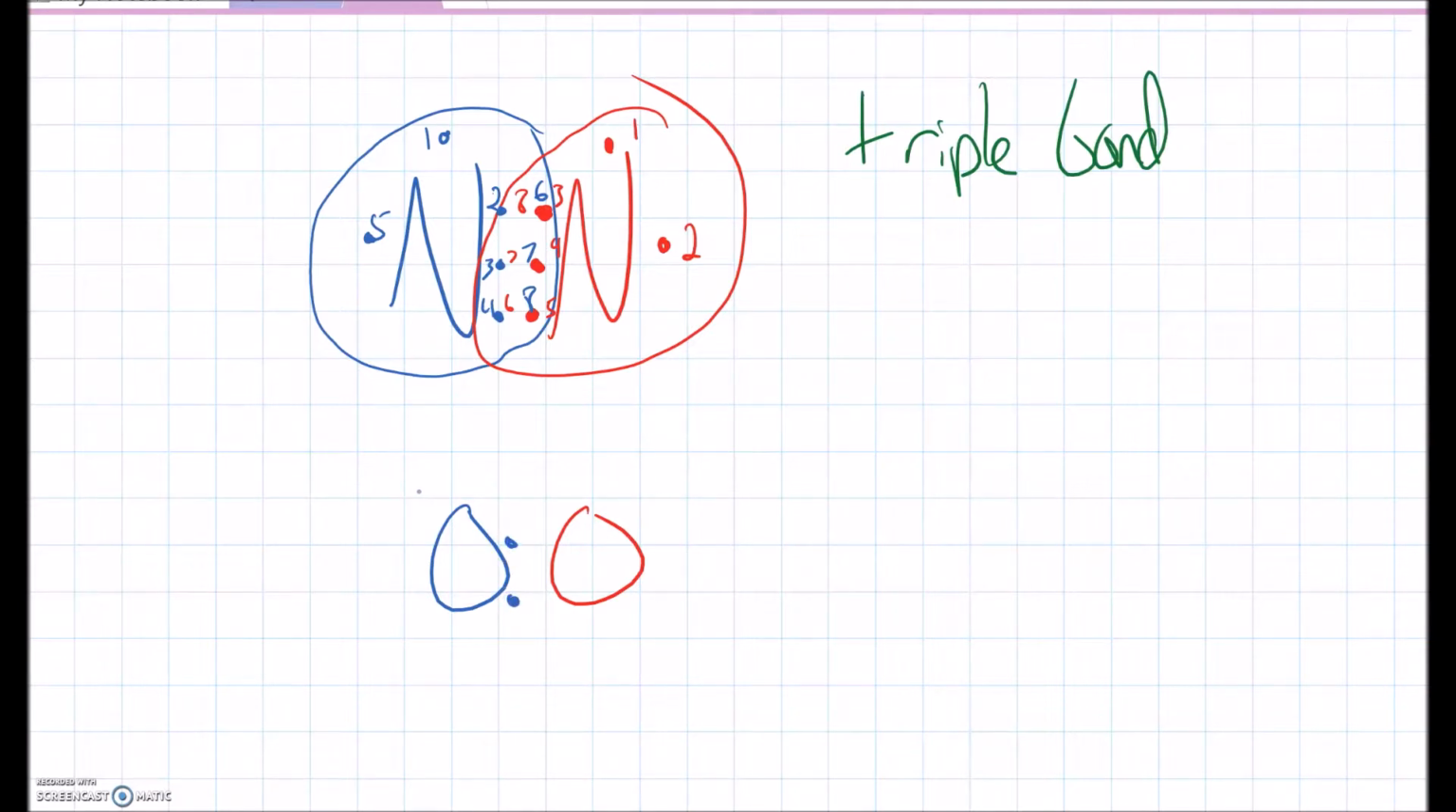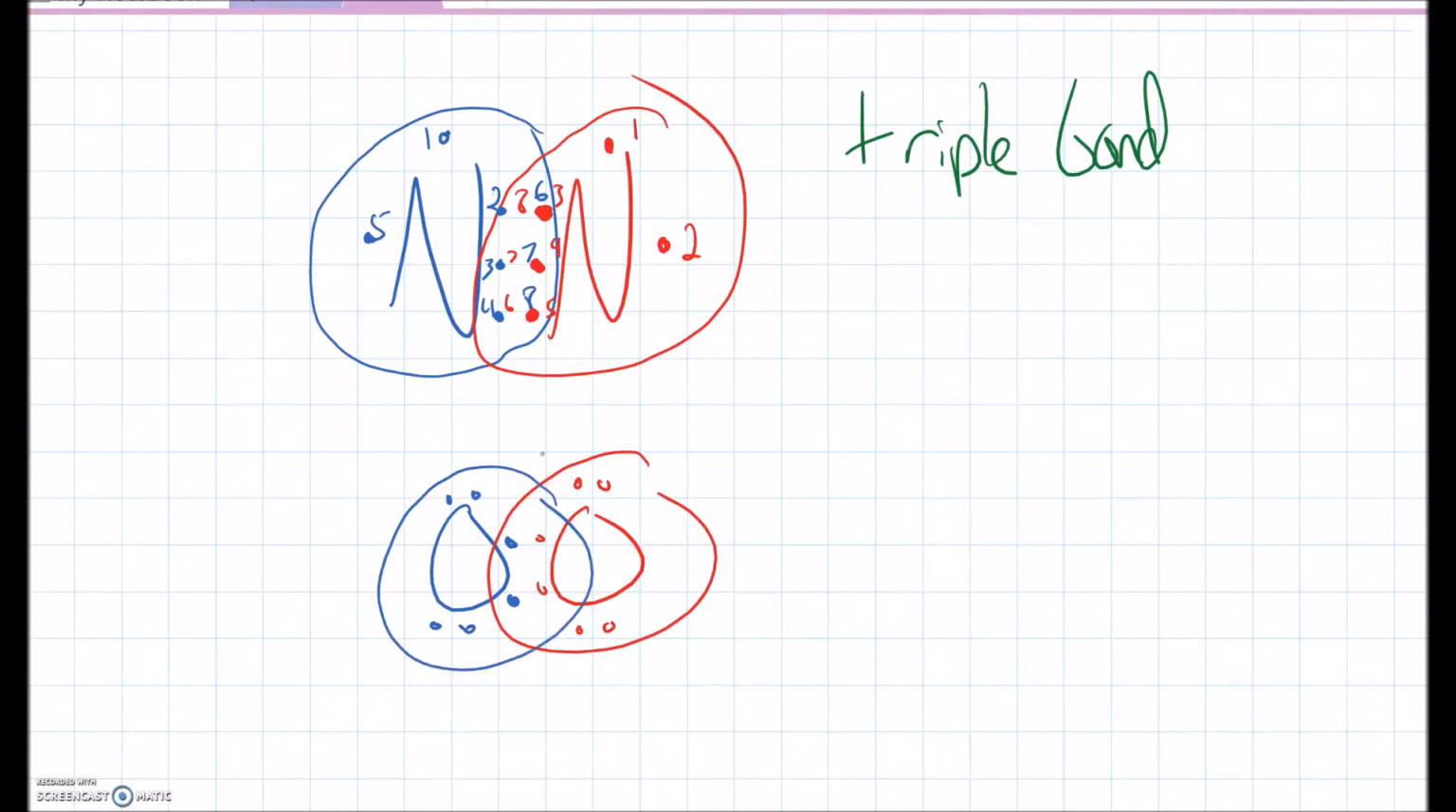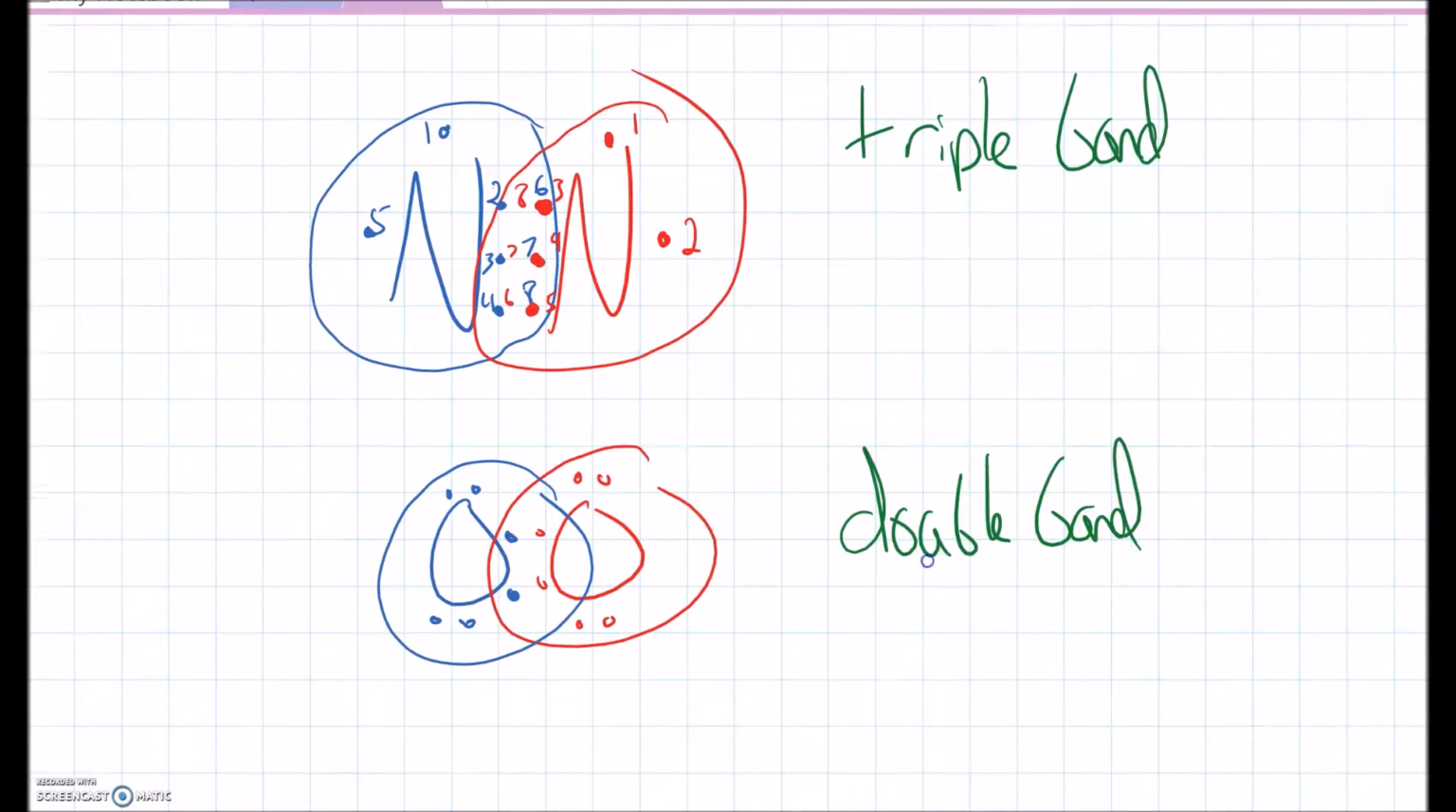So let's draw those. 1, 2, 3, 4, 5, 6 for blue. 1, 2, 3, 4, 5, 6 for red. We'll circle who's sharing what. And each oxygen now has 8 valence electrons because of that sharing. If we called it a triple bond when each nitrogen shares 3 electrons, what do you think we call it when oxygen shares 2? A double bond? Good. A double bond.